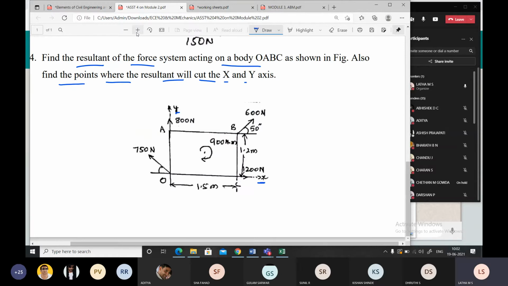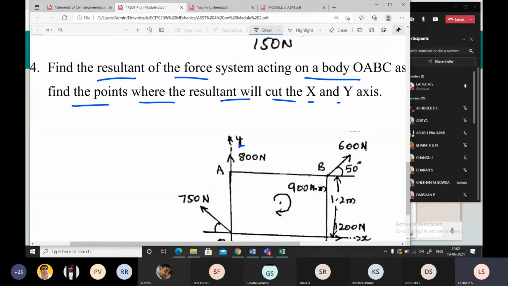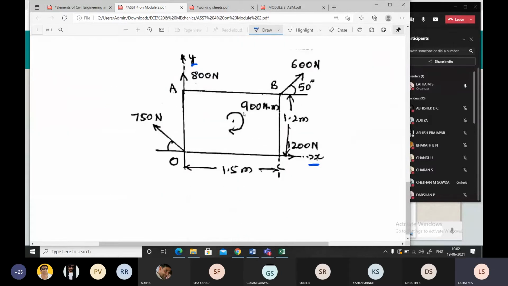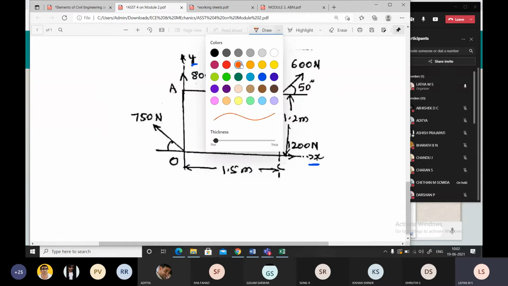Now, given this problem, I'll zoom this first. First, what to do? First, we have to resolve these forces. Okay. Anything you don't understand, students, you just keep resolving the forces. You'll get marks for that also. Okay. Don't leave it as it is.